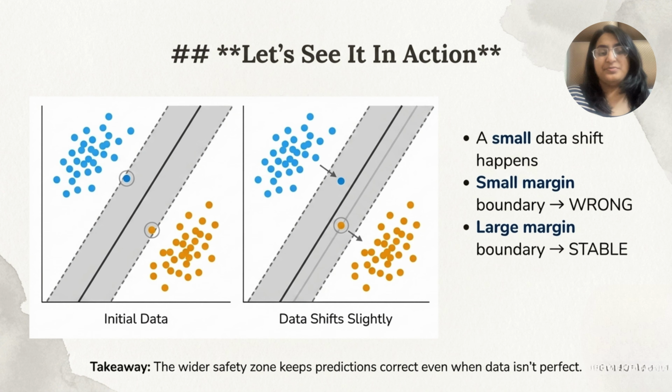Look at the first picture. Then see the second where the data shifts slightly. With a small margin, the boundary is sitting too close. So even a small shift can make some points cross the line. With a large margin, the boundary has extra space. So the same small shift does not break the separation. Here, the boundary is safe.